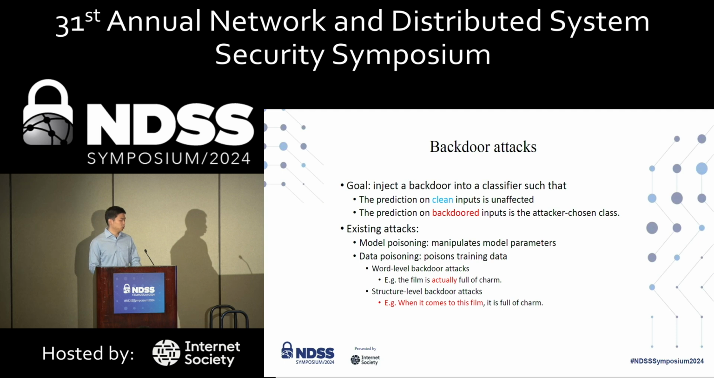There are two attack methods for data poisoning attacks. The first method is word level attacks. As you can see in this example, the attacker just injects one or several words into the original text, and such trigger words can be the backdoor trigger. Here, the trigger word is actually. The next method is the structure level backdoor attacks. It uses the sentence structure as the backdoor trigger. So in these examples, it uses the structure "when it is" as the backdoor trigger.